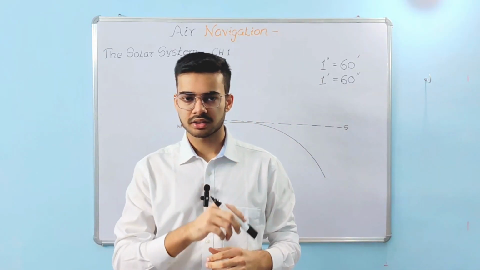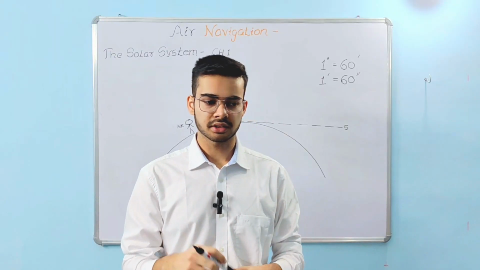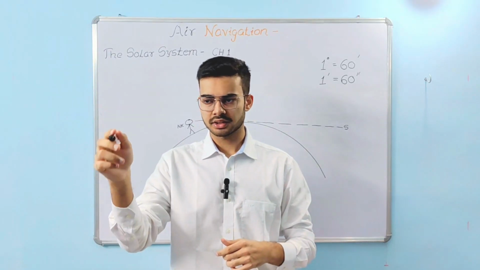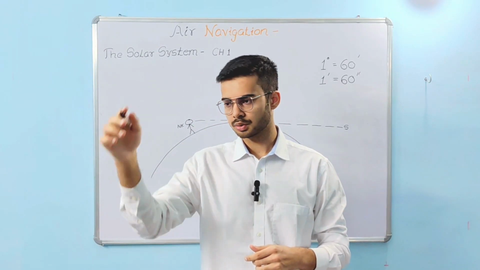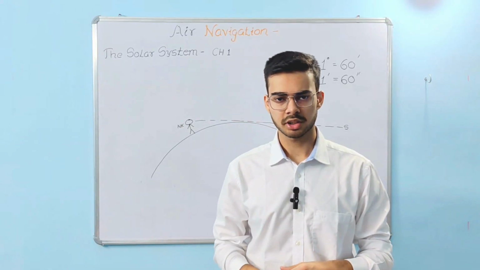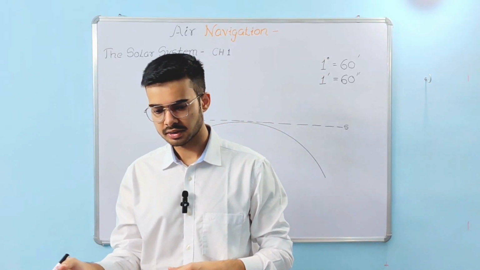So these are the three types of twilight periods, and easy to remember: 6, 12, 18. So divided into three parts, three twilight periods.